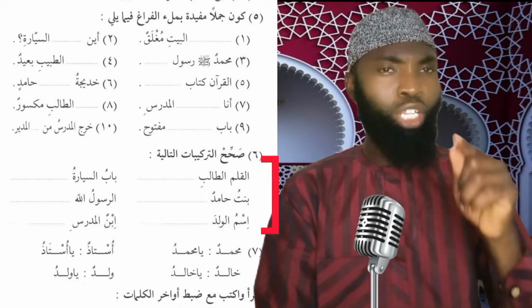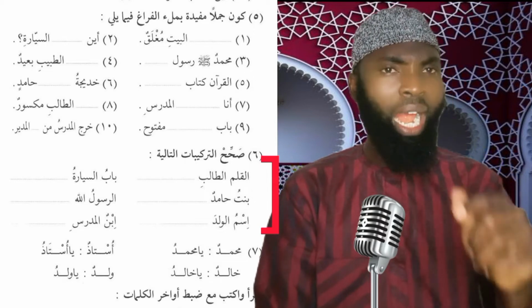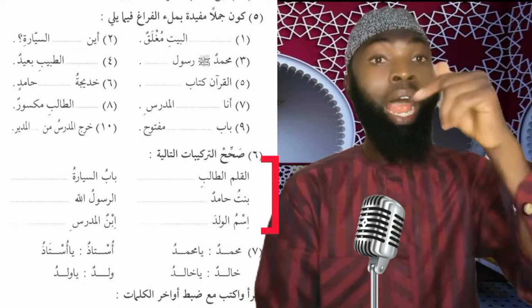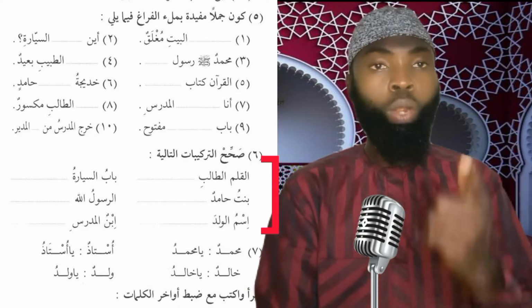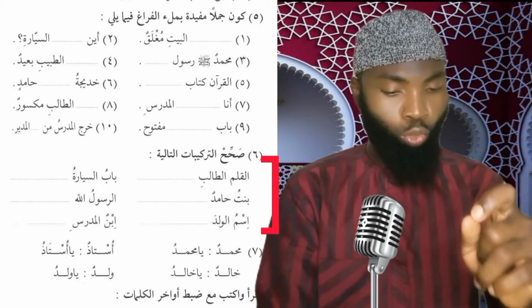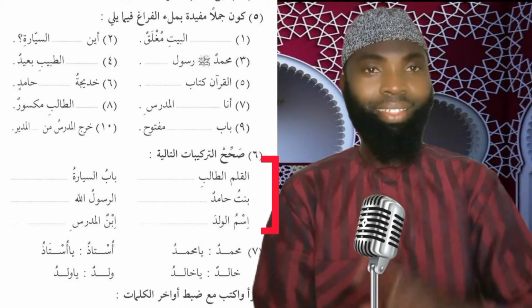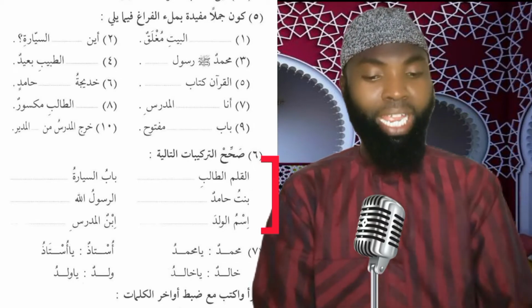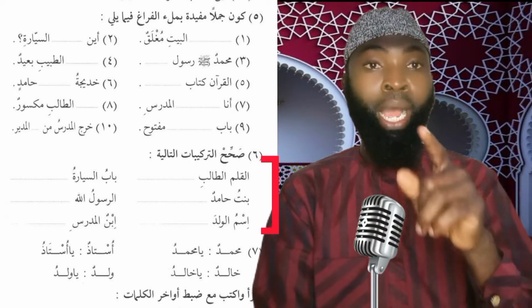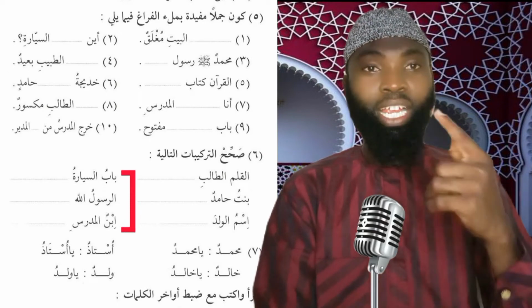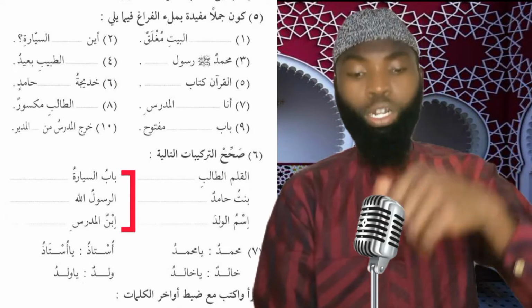Number 2, we have bintu hamidun. What is wrong? Hamidun is wrong. It should be hamidin. So we say bintu hamidin, Hamid's daughter. We have ismul walada. That is wrong. Ismul waladi, the boy's name. We have babu as-sayyaratu. No, it should be babu sayyarati.